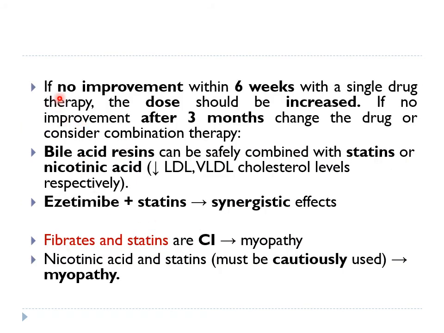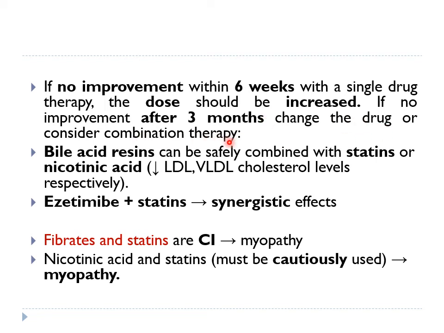So what usually happens if there is no improvement within 6 weeks with a single drug therapy? Firstly, the dose should be increased. And still, if there is no improvement even after 3 months, then change the drug or consider combination therapy.